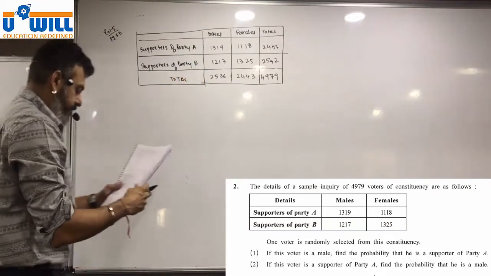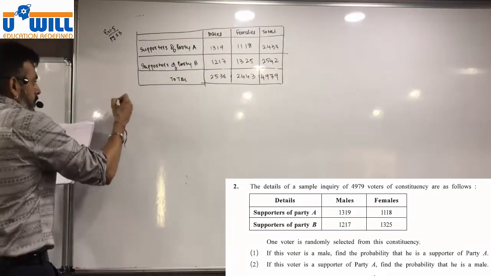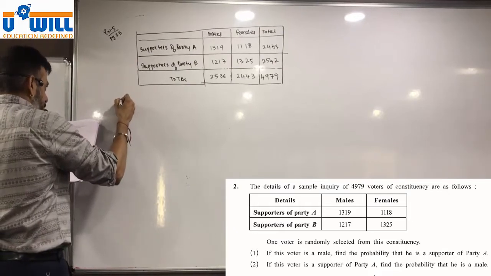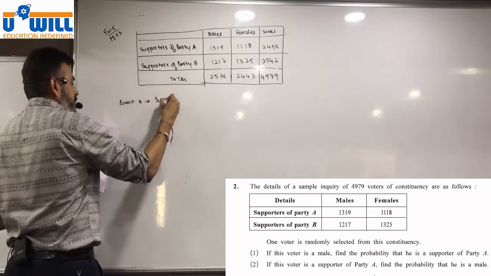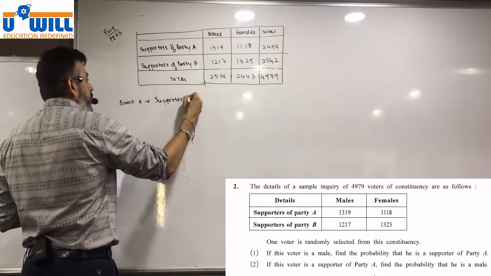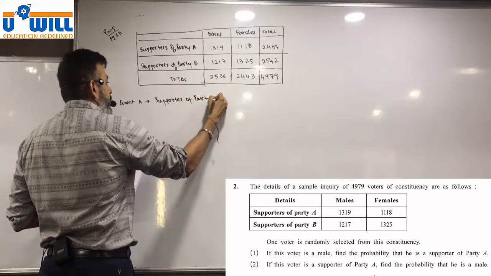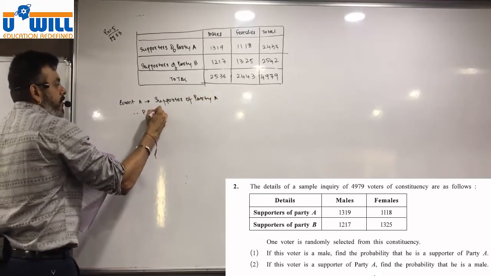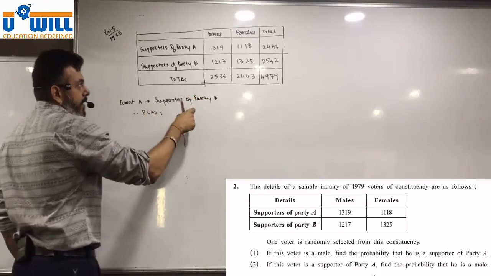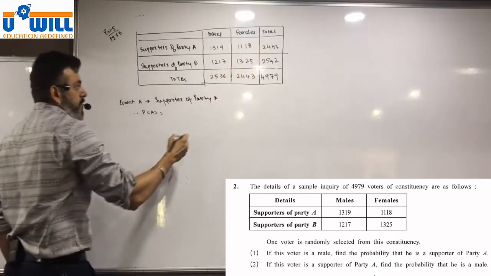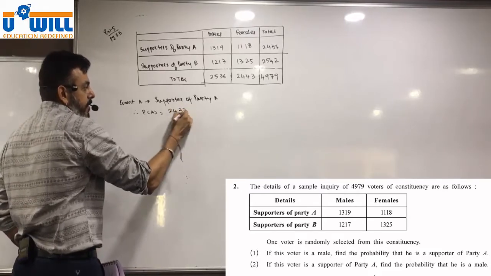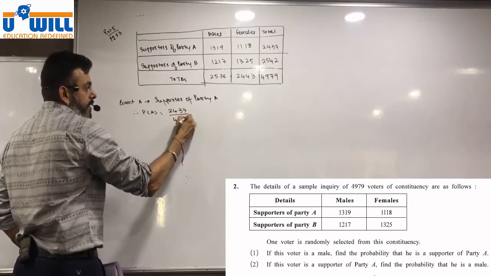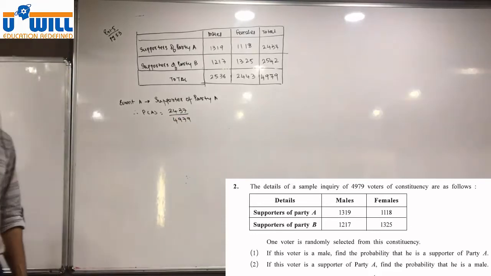Let's define first. Event A, supporter of party A. Therefore, probability of A is equal to, how many supporters of party A are there in total? 2437 upon how much? 4979. That's the probability. All of you understood this?